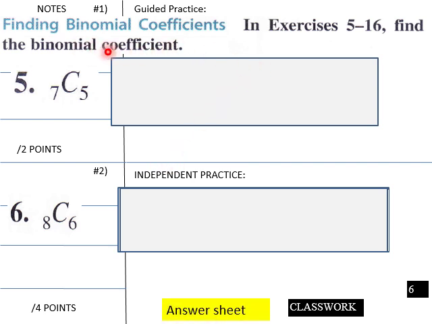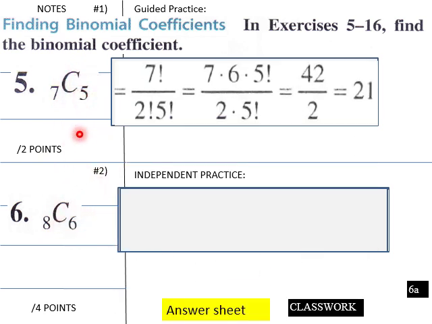Let's try one. Find a binomial coefficient of these. We're going to do this one, students. This is on you, so pay attention up here. For 7 choose 5, we have 7 factorial over 2 factorial times 5 factorial. You factor this down, these cancel out. We end up with 7 times 6 over 2, which would be 21.